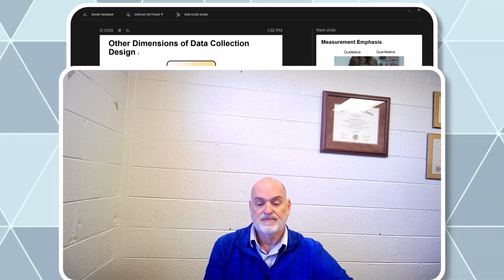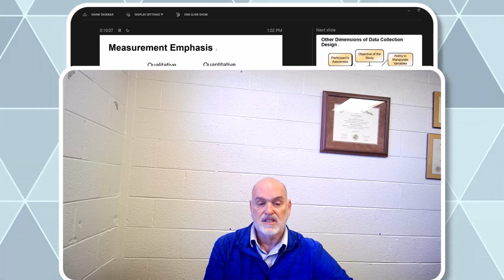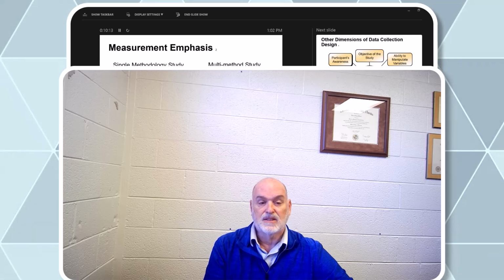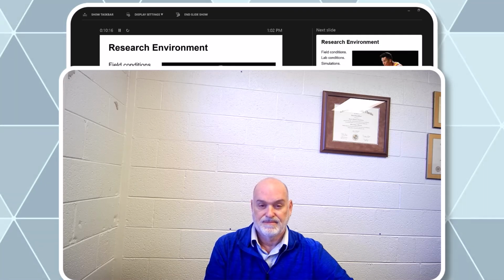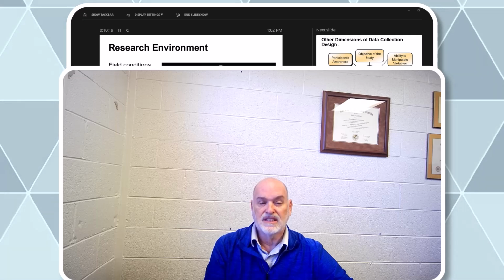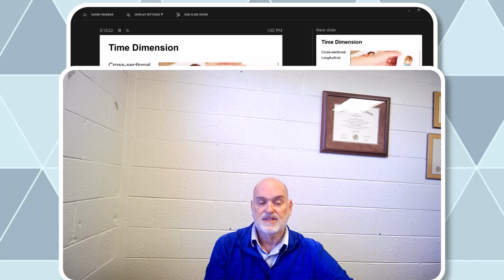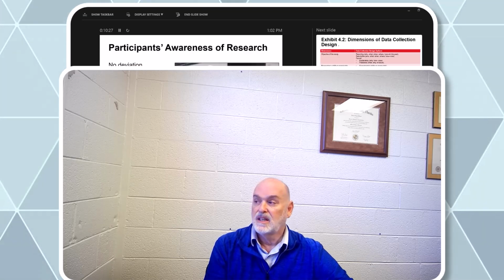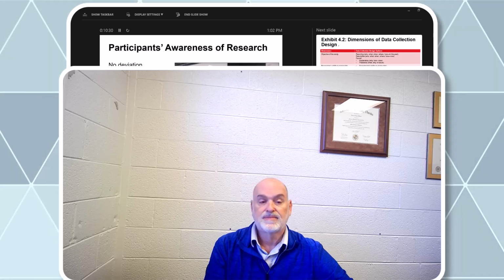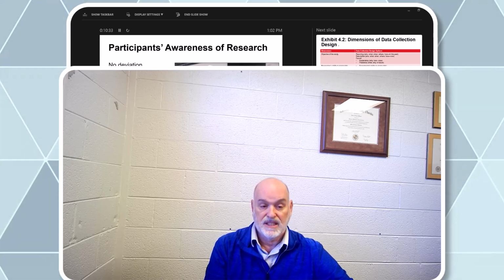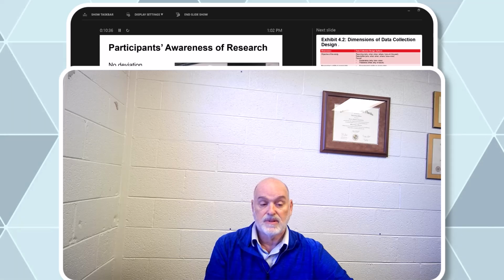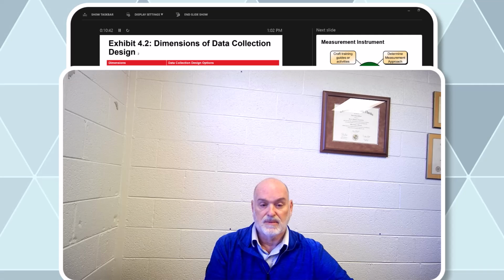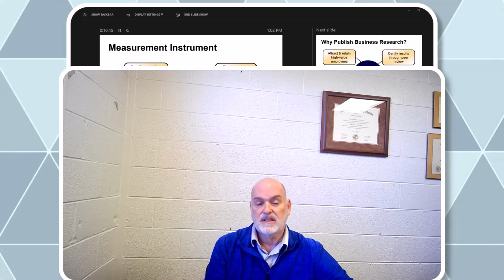Here are other dimensions. Measurement emphasis, is it qualitative or is it quantitative? Single method study, multi-method study. Research environment, field conditions, lab conditions, or simulations. Time dimension, cross-section or longitudinal. Participants' awareness of research: no deviation perceived, deviation perceived as unrelated, deviation perceived as researcher-induced. Different dimensions, we talked about these. And then the measurement instruments.